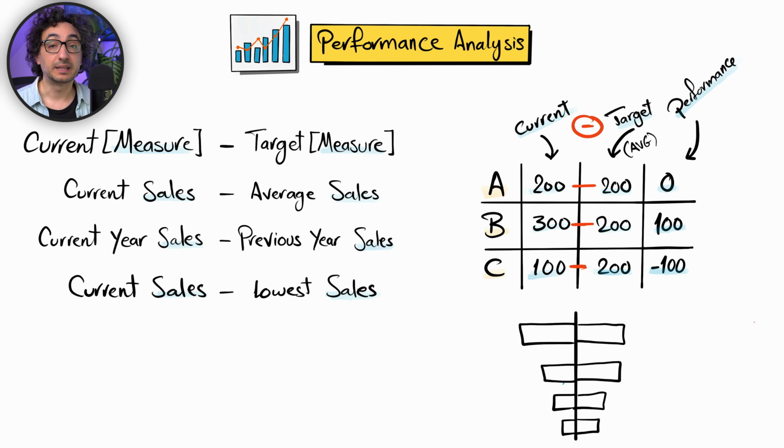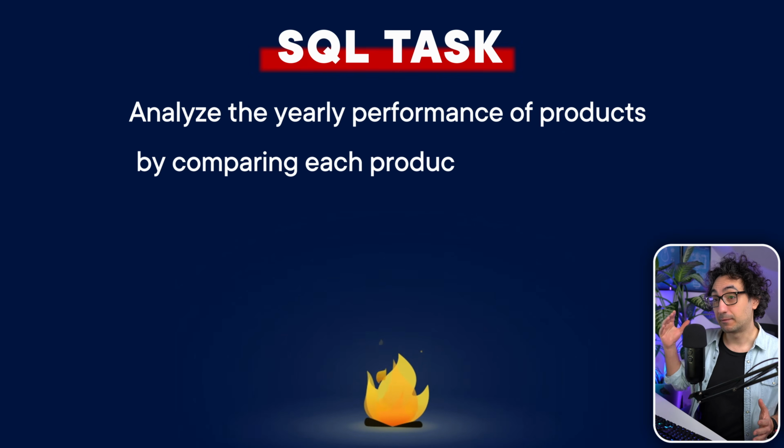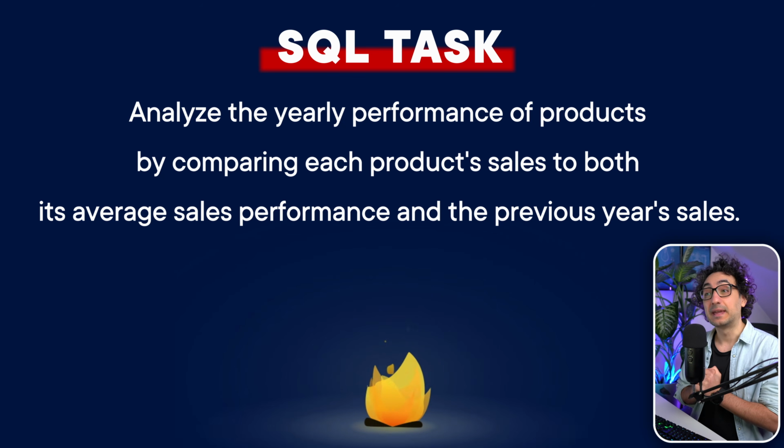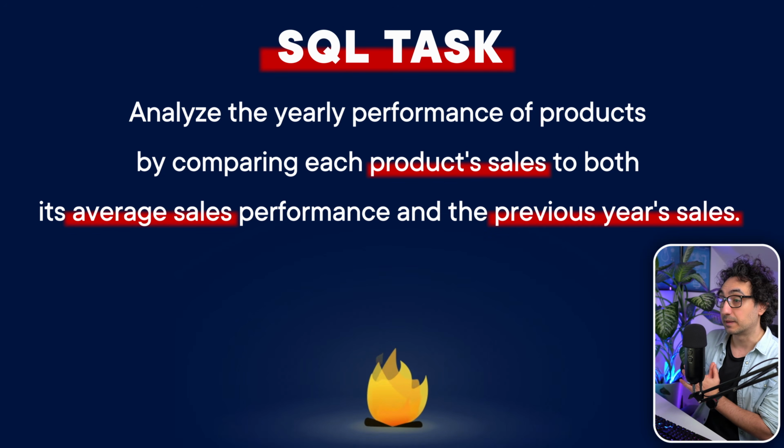And for this type of analysis we usually use window functions like the aggregate window functions, the sum, average, max, min, or the value window functions like lead and lag. So now let's go back to SQL and apply this formula in order to measure the performance of our business. So let's go. Alright my friends, so now we have the following task: analyze the yearly performance of products by comparing their sales to both the average sales performance of the product and the previous year's sales.